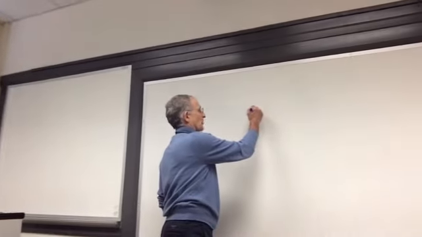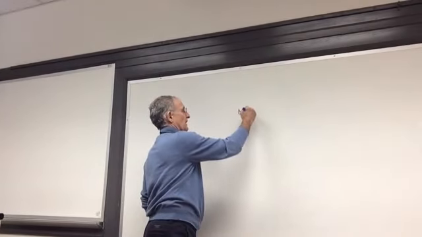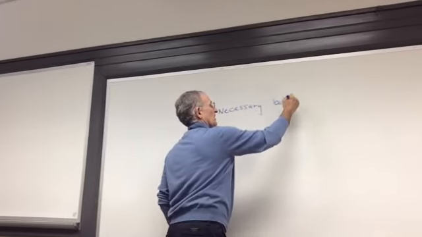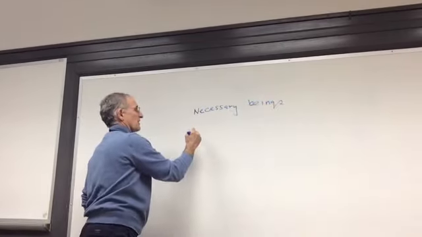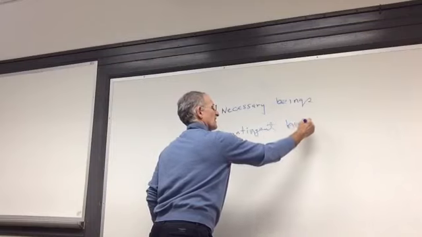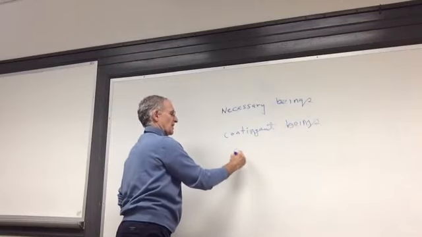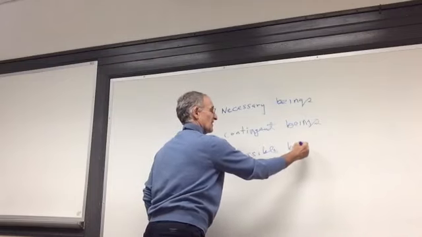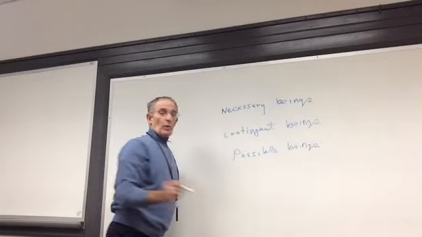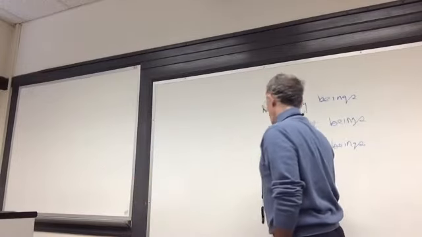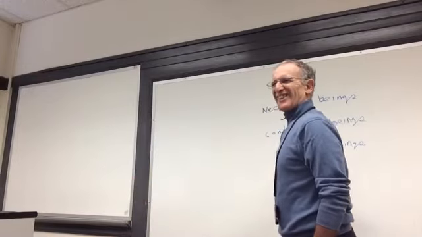So anyway, we can talk about necessary beings, contingent beings, possible beings, and what would the last category be? Impossible beings. Yeah, that's kind of like a negative category, right? So that's dubious.